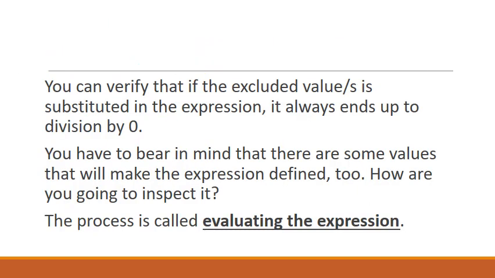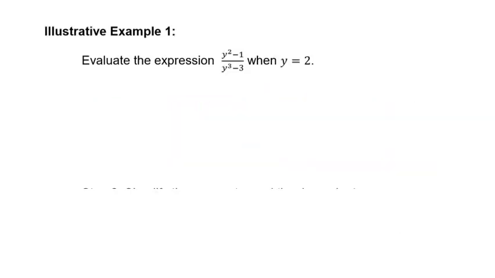Now, you can verify that if the excluded value or values is substituted in the expression, it always ends up in division by 0. You have to bear in mind that there are some values that will make the expression defined too. How are we going to inspect it? The process is called evaluating the expression. Let me give you an example. Illustrative example 1.